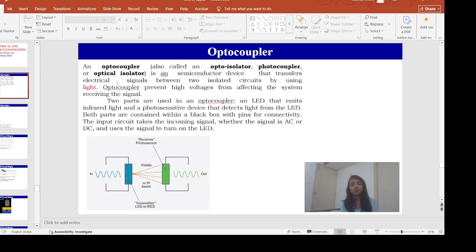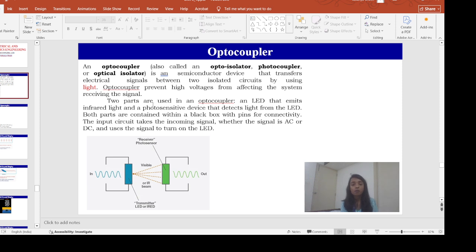So what is an optocoupler? An optocoupler is also known as optoisolator, photocoupler or optical isolator. It is a semiconductor device that will transfer the electrical signal between two isolated circuits by using light. And this optocoupler will prevent high voltages from affecting the system receiving the signal.